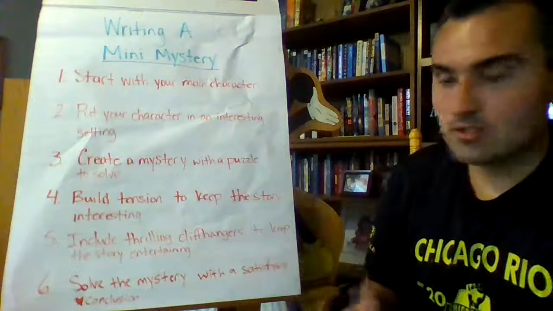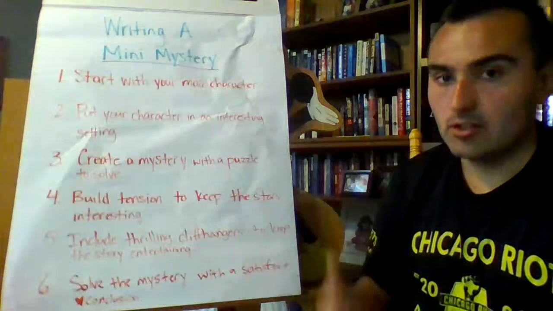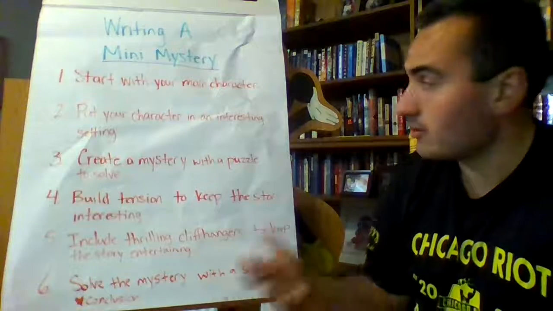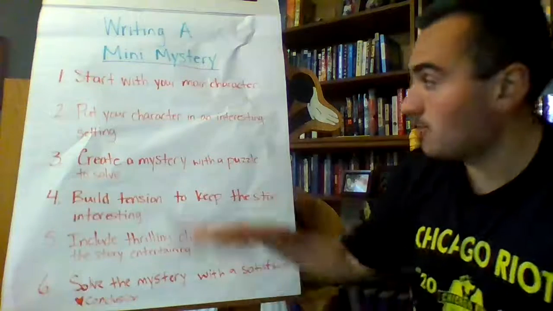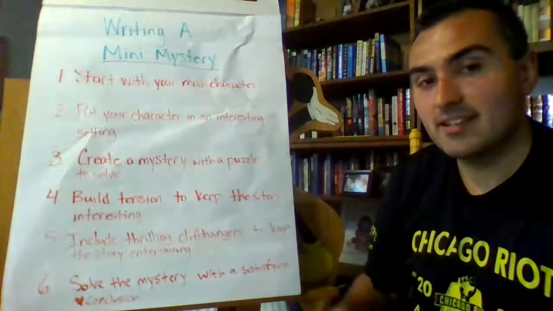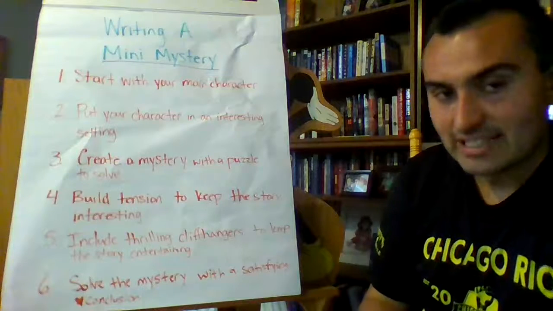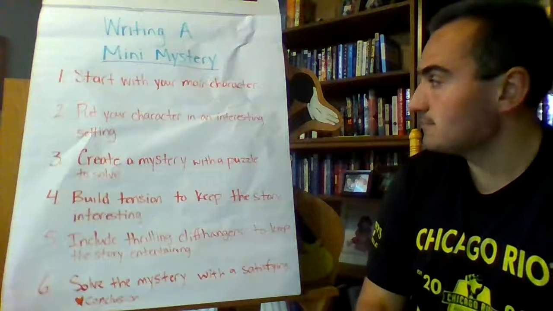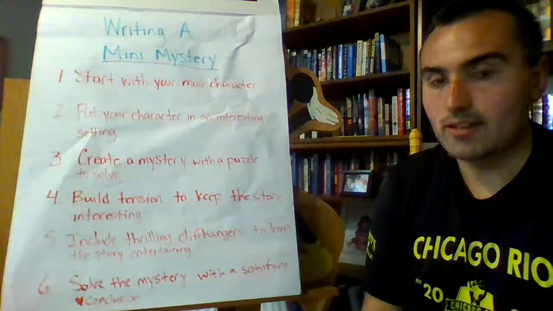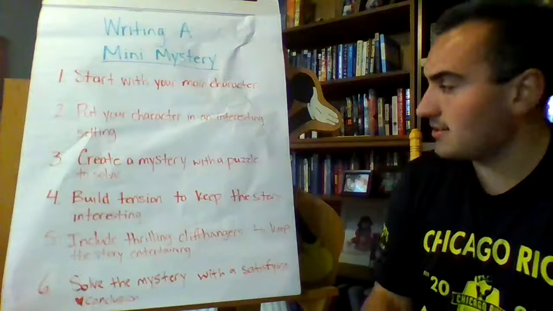So to write a mini mystery, hopefully by now you've created your main character. You want a main character that's going to be your crime solver, your mystery solver. Okay, you want to make sure that your character is in an interesting setting. We talked about some different kinds of settings and how those help the mystery progress well. So you want to make sure you have some interesting places.